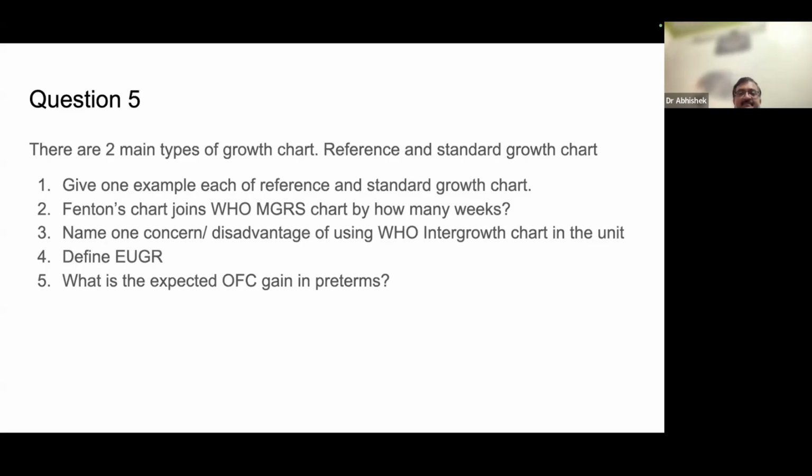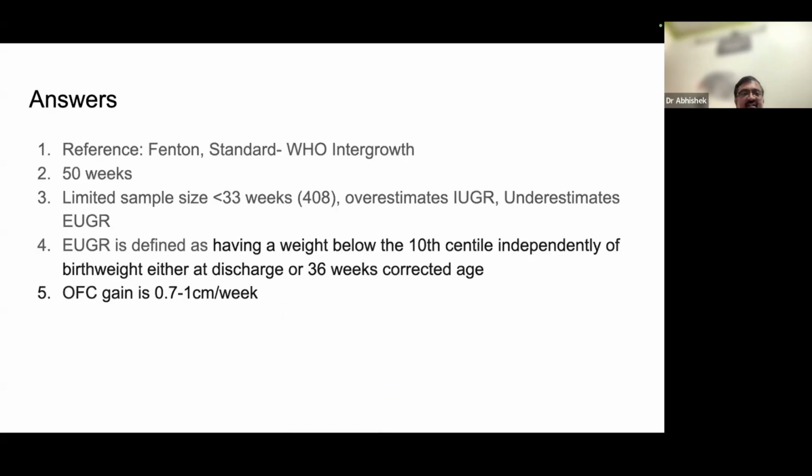Define EUGR. Yeah, it's less than 10th centile at discharge or at 36 weeks. What is the expected OFC gain in preterms? 0.7 to 1 centimeter, you're right. I think most of you have answered right.